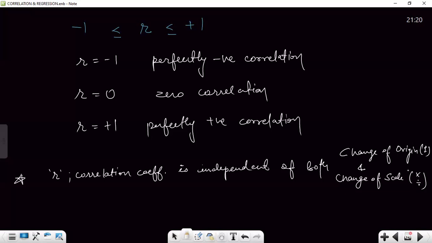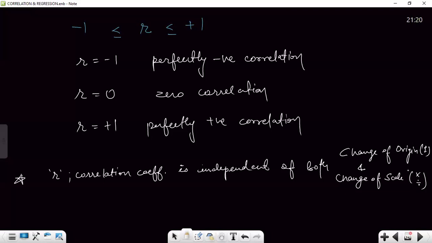tendency, dispersion, one or both, like this. So let me clear this. The coefficient of correlation is neither the measure of central tendency nor the measure of dispersion. Let me repeat. Correlation coefficient is neither the measure of central tendency, it is not one of the mean, median, or mode, nor the measure of dispersion. It's not in the discussion of range or quartile deviation or mean deviation or standard deviation.